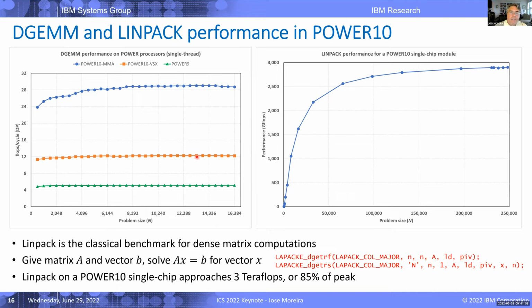And LINPACK, we got close to 3 teraflops. So as far as we know, it's the fastest single chip processor, one die of Power 10. It gives about 3 teraflops. The code itself is just a call to the LAPACK triangular factorization, triangular solve. The libraries we have heavily modified so that they can exploit the matrix unit and all the parallelism. So we got good performance.